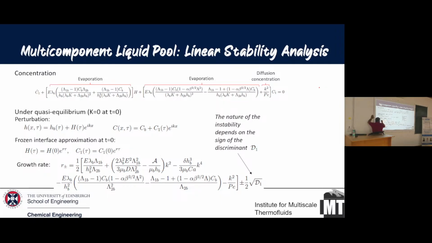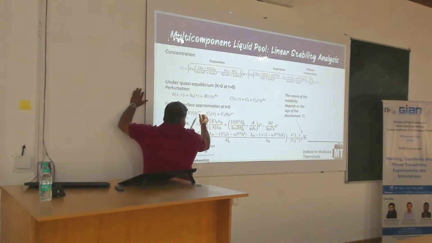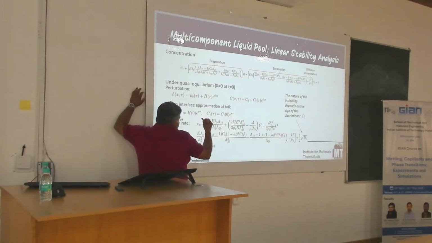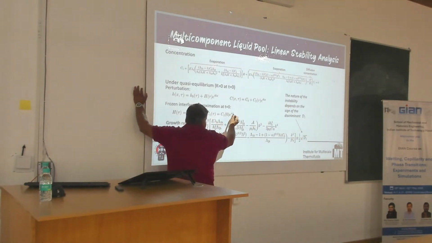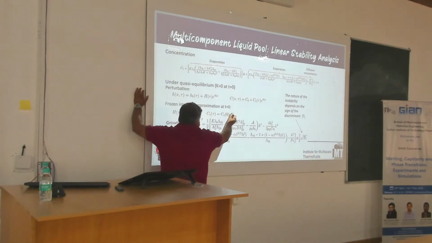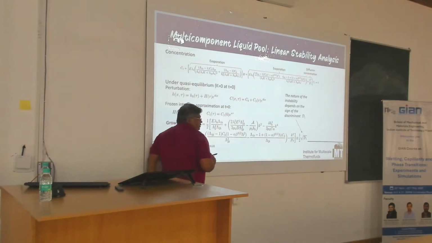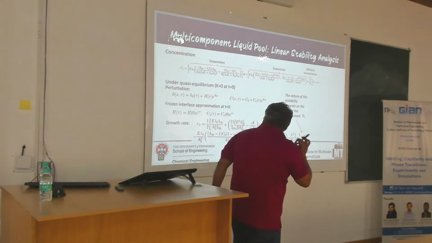We can assume that the interface evolves with time with a certain growth rate. So the height of the interface with time is the initial height at 0, e to the power R tau. Similarly, concentration evolves with time as well. So you'll have evolution with space as well as evolution with time. And the idea is we want to understand what is R, the growth rate.